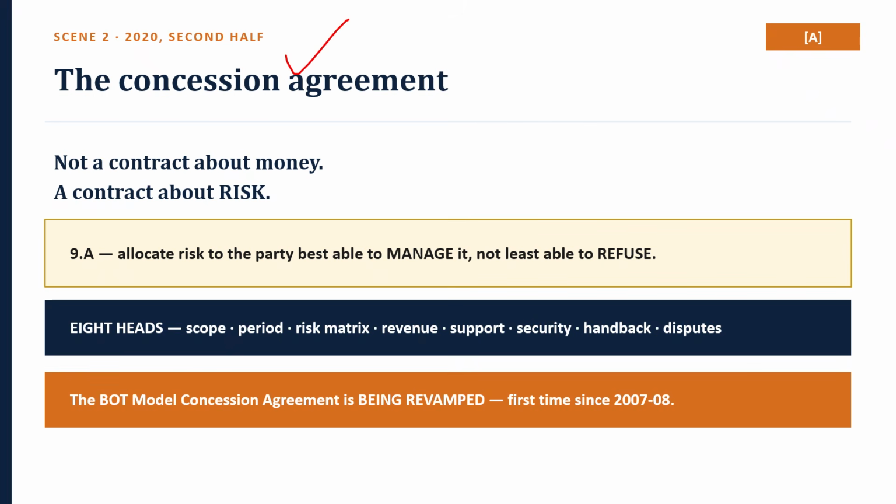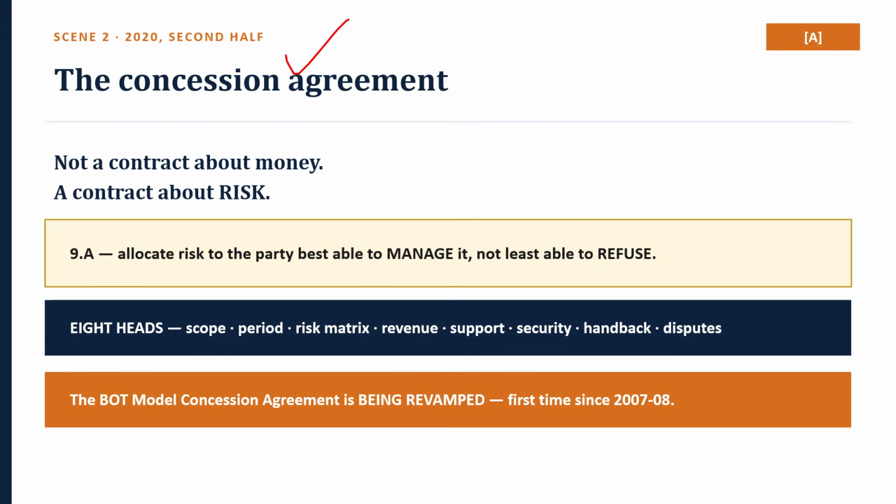This is the second half of the 2020 question, and it is the highest value scene in the chapter, because a concession agreement is a risk allocation document and almost nobody writes it that way. So you have to say this line first, then structure everything under it. A concession agreement is not a contract about money. It is a contract about risk. Who carries which risk, for how long, and at what price. Every clause you name should be attached to a risk.